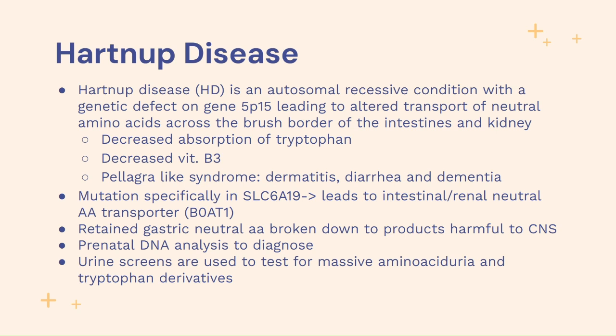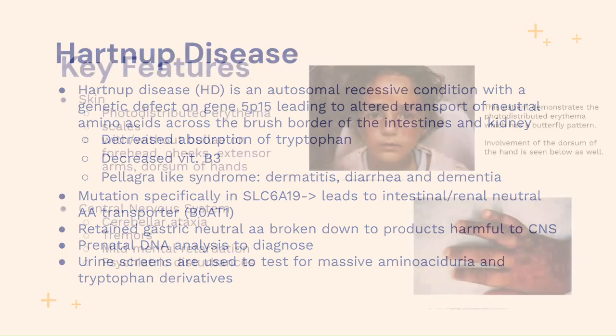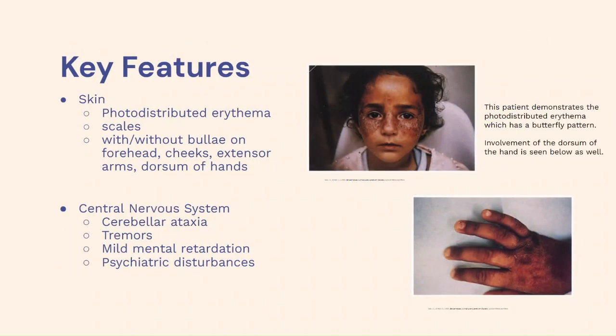You're going to have retained gut neutral amino acids, which can get broken down in the gut lumen to produce more harmful components that end up being CNS toxic. Urine screens can help test for massive aminoaciduria and tryptophan derivatives and clue you into the diagnosis, but DNA analysis will help clinch it.